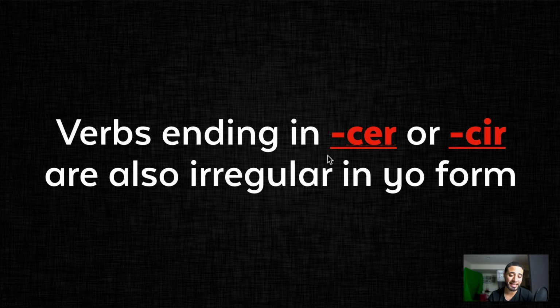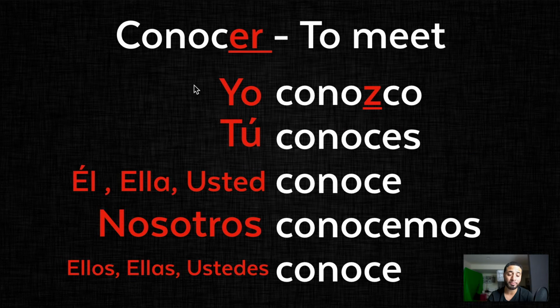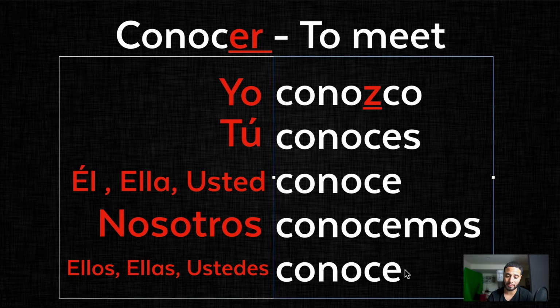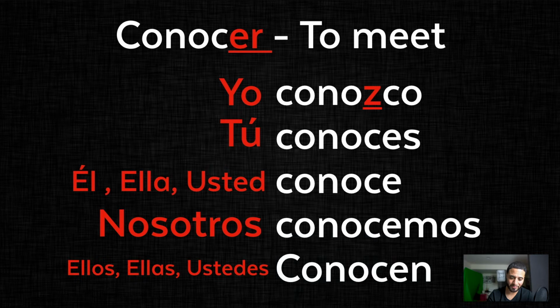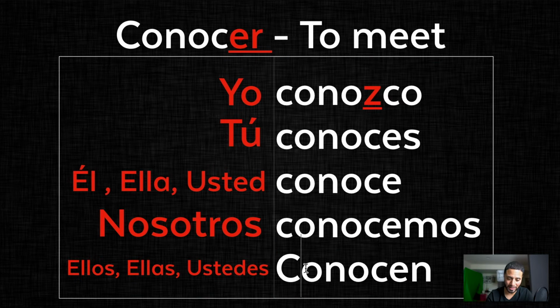Now, verbs ending in CER or CIR are also irregular in the yo form. So, for example, conocer, we change here to a Z, conozco. But everything else follows the regular conjugation rules. Conoces, conoce, conocemos, conocen. So everything else stays the same right there.